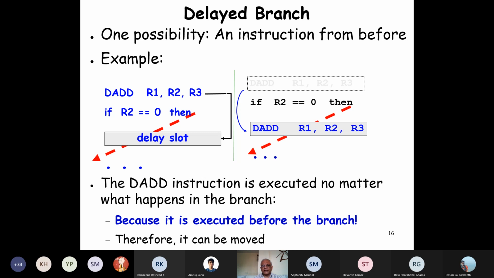Many times we will not find enough number of instructions to move after the branch to fill the delay slot. Now, can we take some instruction after the branch?